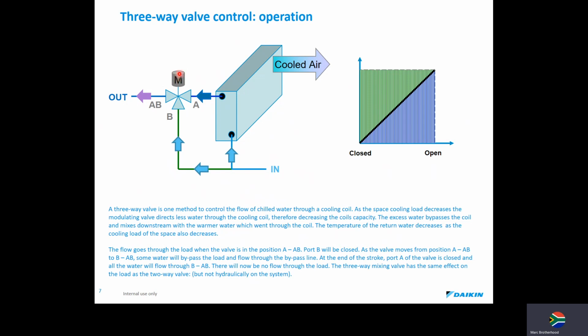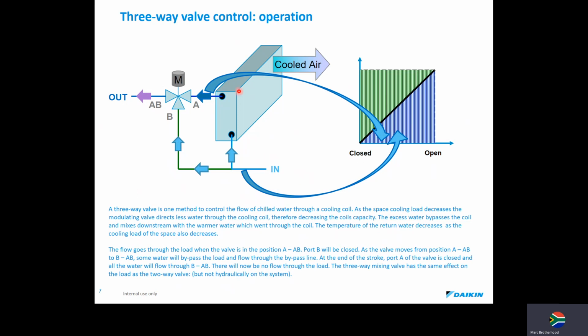So there's an electric motor that drives a valve stem, and it will open this fully if the load has reached its temperature and no water will flow through. Now it's going to hit there. All the water is now going to bypass. There will be no flow through the load. A three-way mixing valve has the same effect on the load as a two-way valve, but not hydraulically on the system. We'll get a bit to that soon.